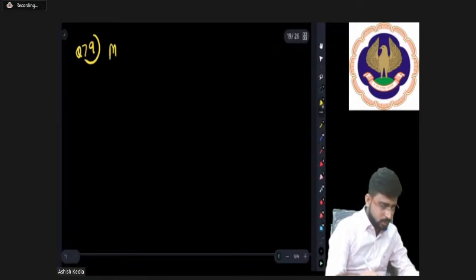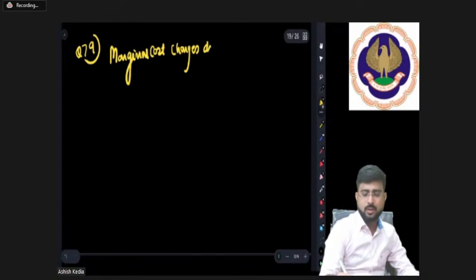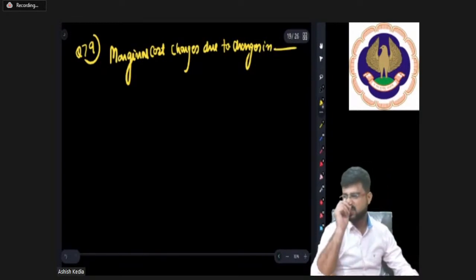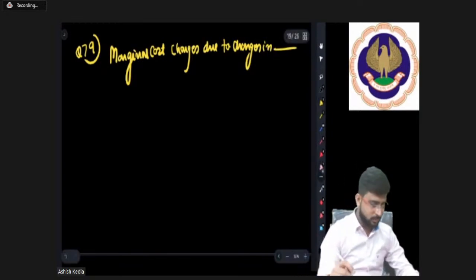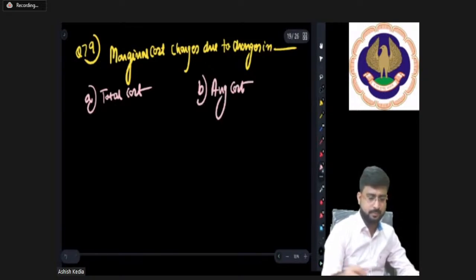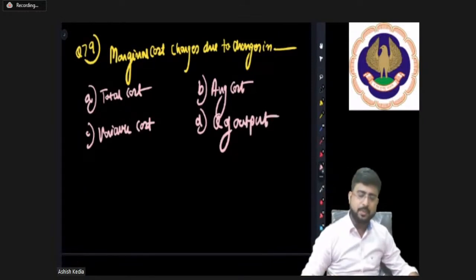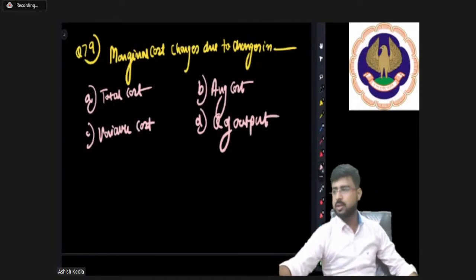Marginal cost changes due to changes in dash. A, total cost. B, average cost. C, variable cost. D, quantity of output. Come on everyone. Marginal cost represents changes in what, sir?